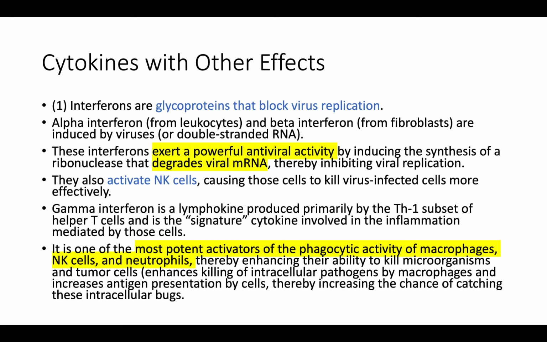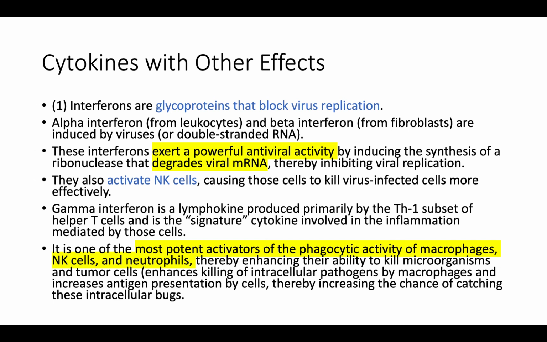Other effects of cytokines: interferons block virus replication, alpha from leukocytes, beta from fibroblasts. They are induced by viruses, and they exert a very powerful antiviral activity by making ribonucleases that degrade viral mRNA, meaning they inhibit replication and translation of viral proteins. They also activate NK cells, which we discussed, to improve their ability to look for these cells in a certain area.